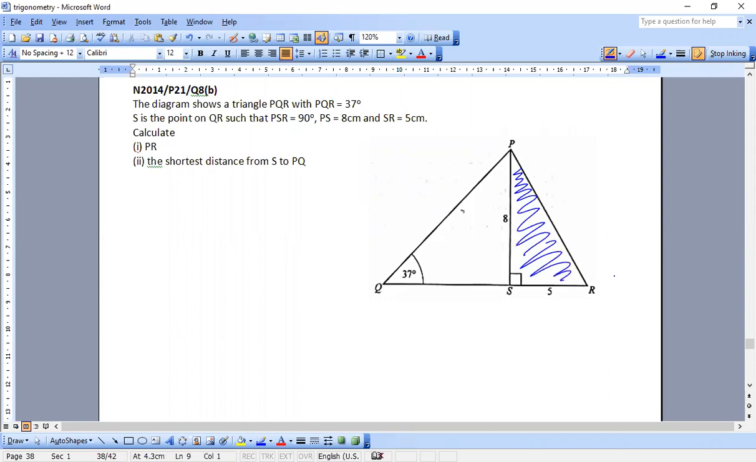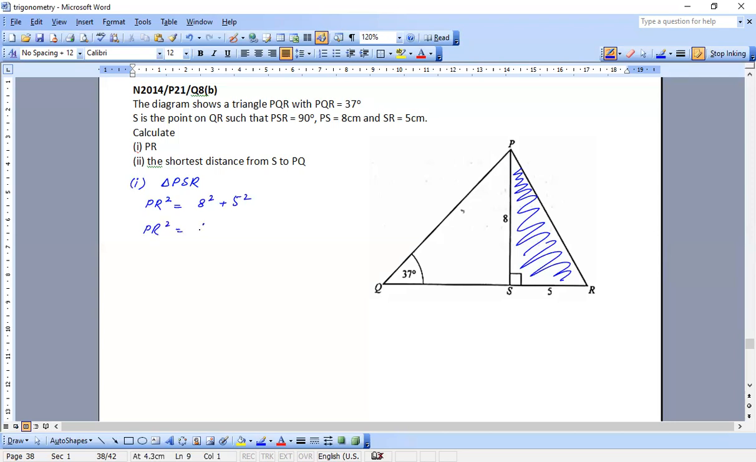is triangle PSR. So for part one, we are going to consider triangle PSR and we have to find out the length of PR. This one is very straightforward. PR is the hypotenuse of the right angle triangle. So I can simply apply the Pythagoras theorem to find out the length of the hypotenuse because I have the adjacent and the opposite. Hypotenuse square is equal to base square plus perpendicular square. So I can write it this way.